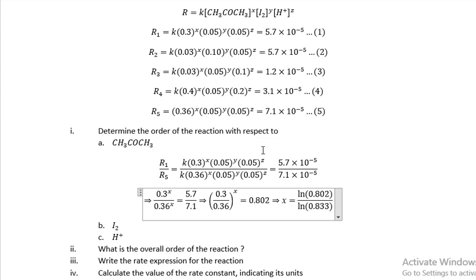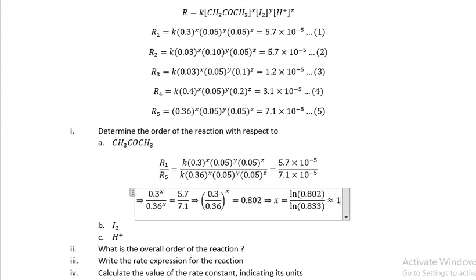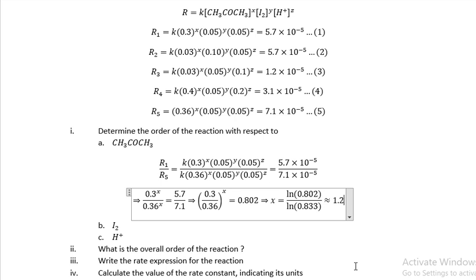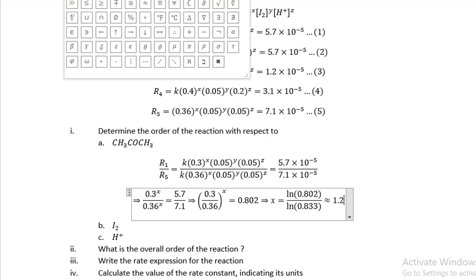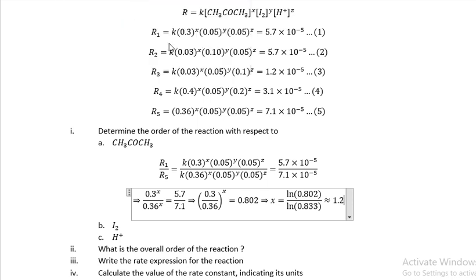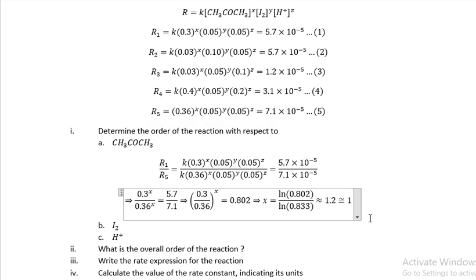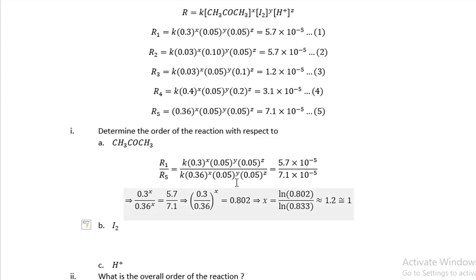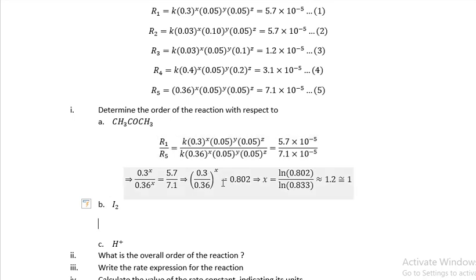So this approximates to 1.2. But since these partial orders are whole numbers, we are going to round it down to 1. So we are going to say it is identically equal to 1, which means that the order of the reaction with respect to this one is first order. Since the value of x is 1, then it is first order. Now let us move on to finding the order of the reaction with respect to iodine.